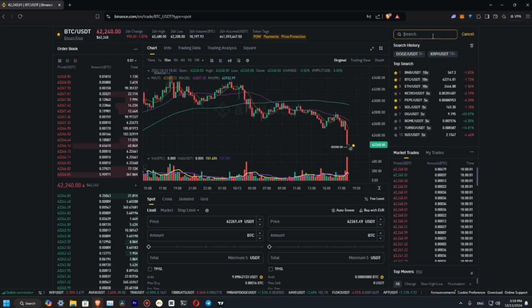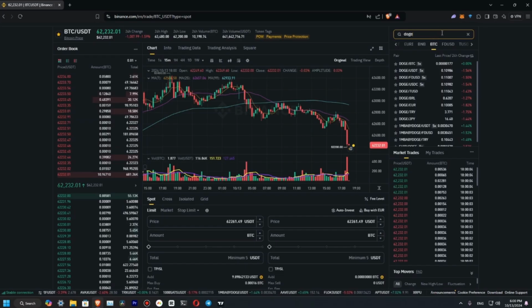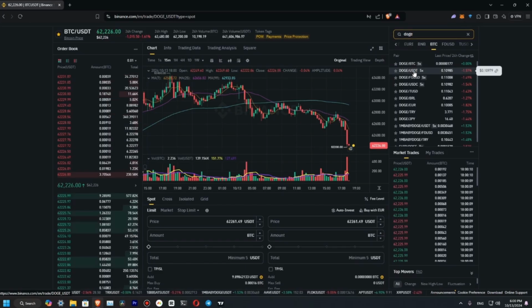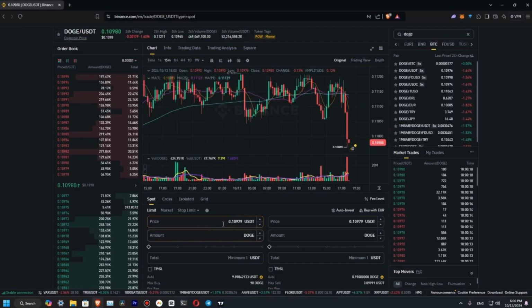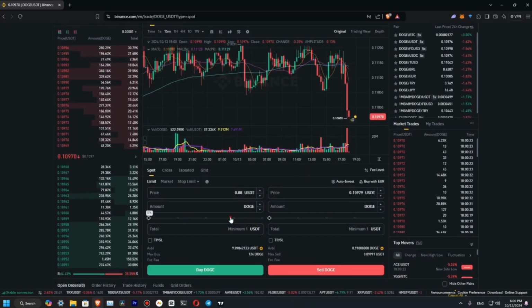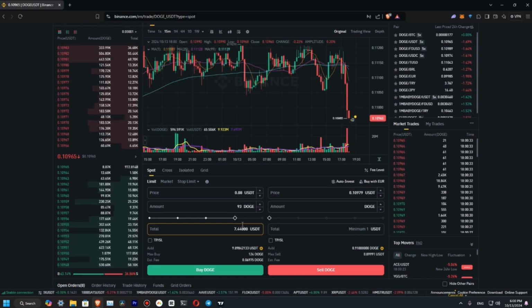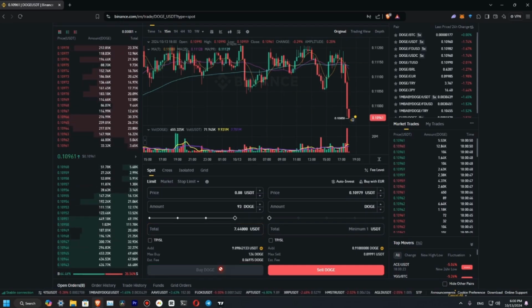Let's say we would like to buy Dogecoin. Let's go to Dogecoin. Over here you can see now I'm able to select Dogecoin with the USDT pair. Okay, so here is our Dogecoin. Let's say you want to buy Dogecoin at 0.08 cents, and we want to buy 93 Dogecoins. This means if the Dogecoin price drops to 8 cents, your order will be executed. This is great for those who don't want to constantly monitor the market. You can set the price and walk away. So let's create our order like this.